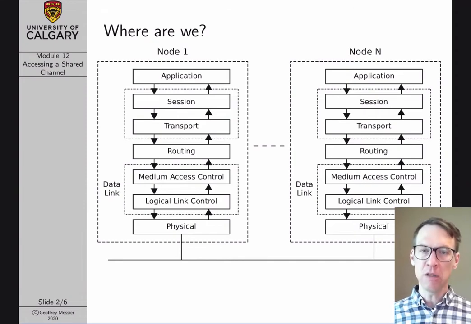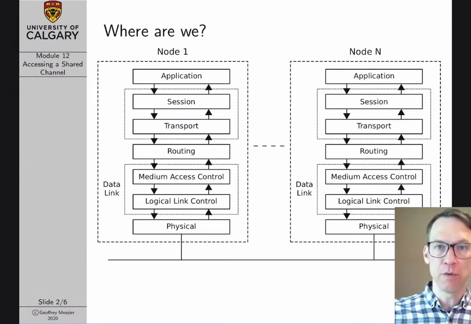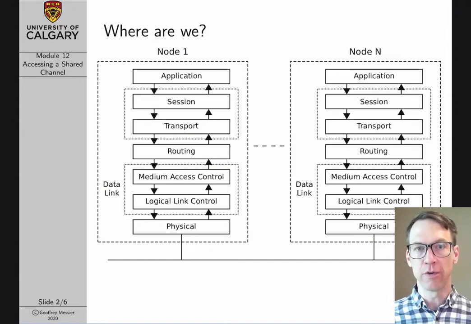Again, I'm going to use the structure of the protocol stack to guide the high-level structure of this lecture series. Here is a picture of the protocol stack running on a series of nodes. A node could be a computer, a smartphone, a wireless thermometer or wireless thermostat in your home. All of these nodes are communicating together over a shared channel.